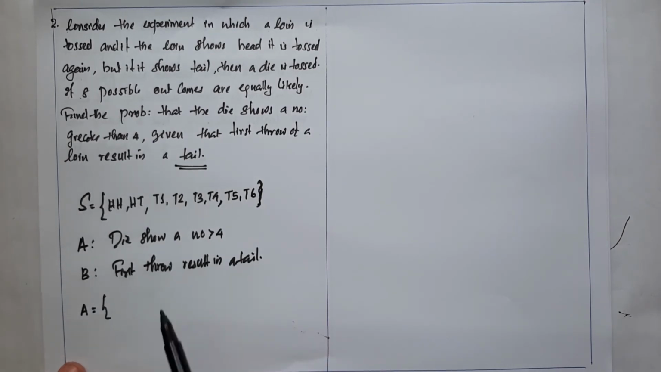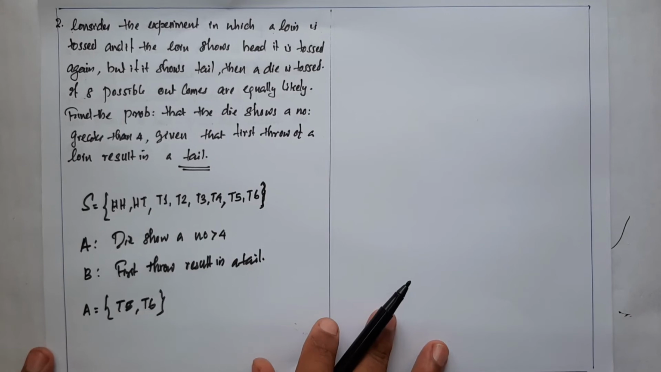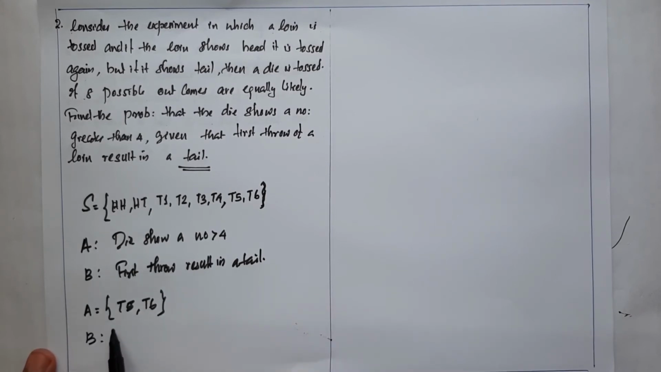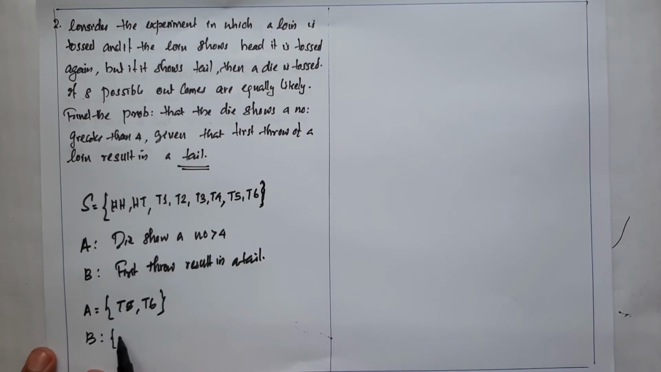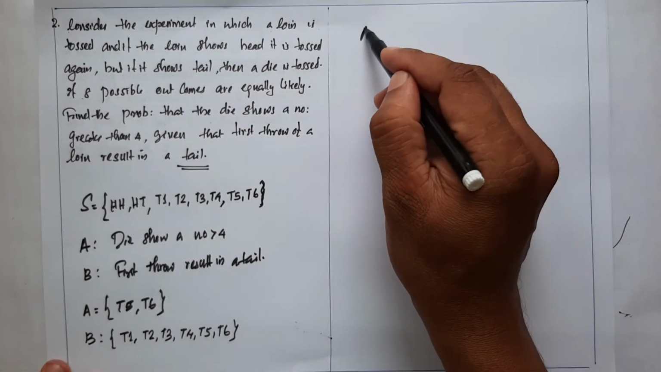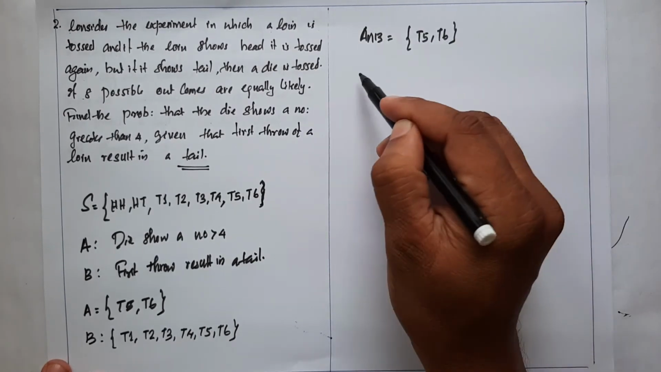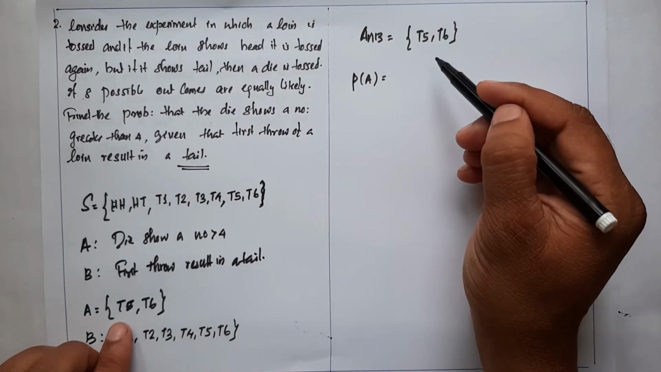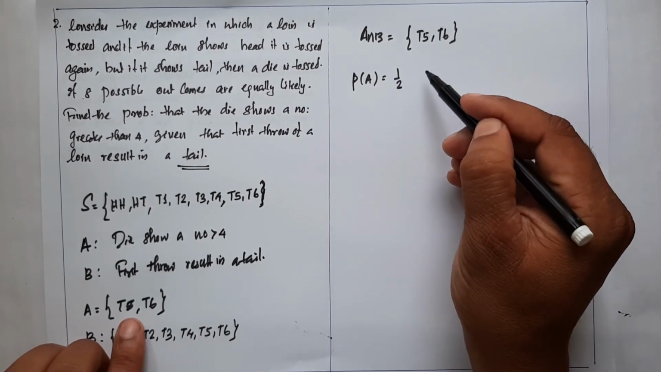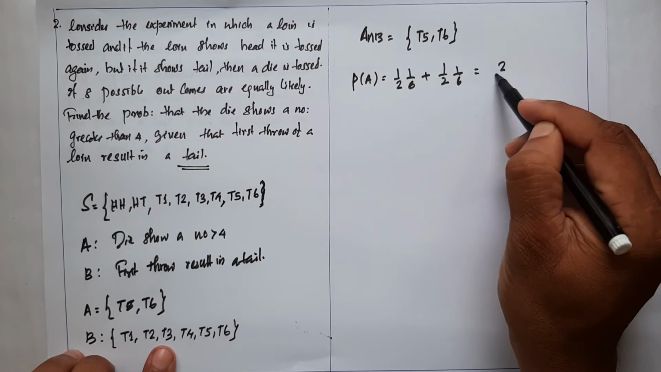Then what are the elements of A? Number greater than 4. Elements are T5 and T6. Then what is B? The first throw resulted in a tail, meaning T1, T2, T3, T4, T5 and T6. Now A intersection B is equal to T5 and T6. Now the probability of A: you know the probability of getting tail is 1 by 2 and the probability of getting 5 is 1 by 6, plus the second element is also 1 by 2 into 1 by 6, which is equal to 2 divided by 12.